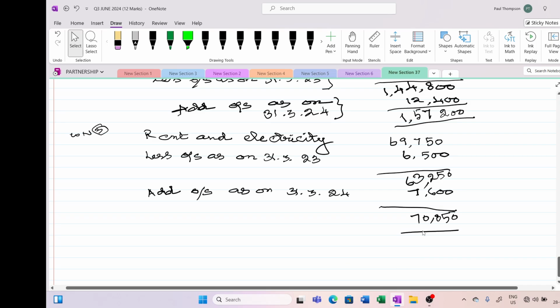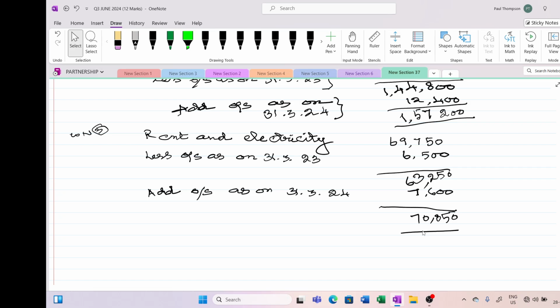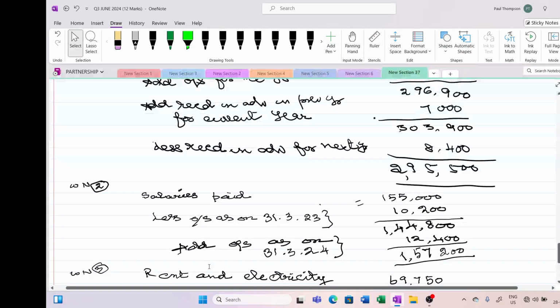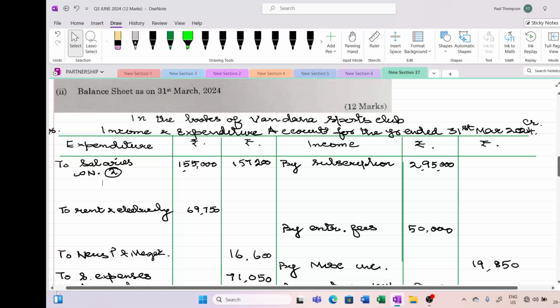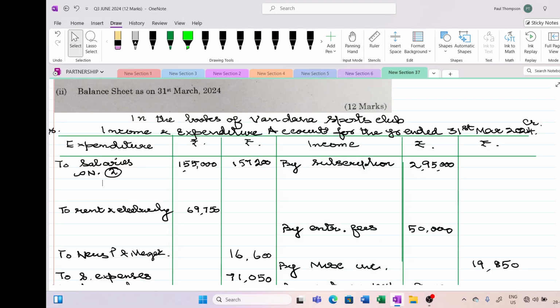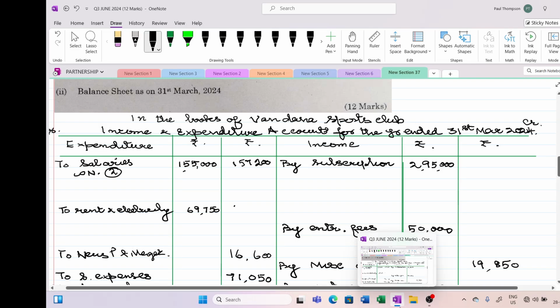70,000. It is 650, I think so. 1 minute, 69 minus 6, 63,250. So I have to add 850, 70,850. So this rent and electricity is 70,850. Okay. So we have to write here 70,850.